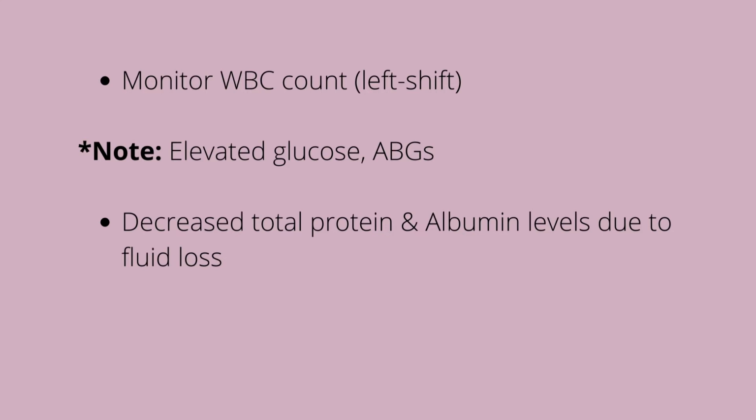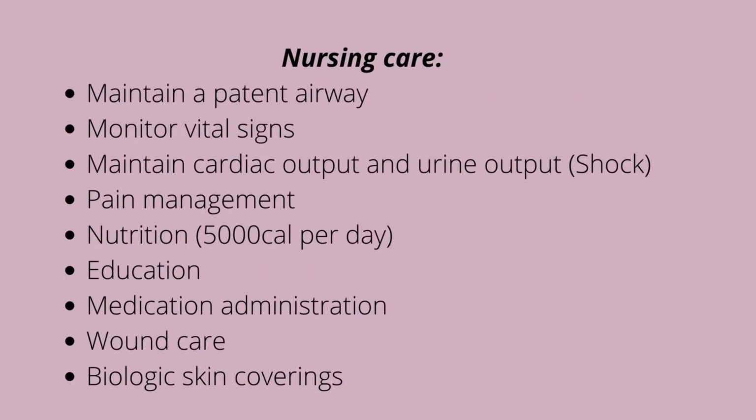Our ABGs will show slight hypoxemia as well as metabolic acidosis. This patient will have decreased total protein and albumin levels due to fluid loss. Remember, albumin is considered a volume expander. Okay, so some nursing care that we'll give for this patient. Remember, always ABC. I will maintain a patent airway, ventilation, and will always provide humidified oxygen as prescribed.